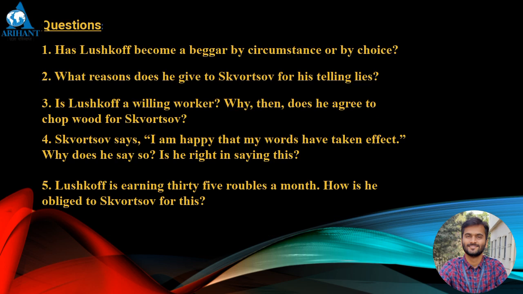Fourth question, Scoto says, I am happy that my words have taken effect. Why does he say so? Is he right in saying this? So you have to justify these sentences through your answer. Question number 5. Lushkov is earning 35 rubles a month. How is he obliged to Scoto for this? So these are the initial short answer questions you have to write down, and we will discuss them in the next lecture.